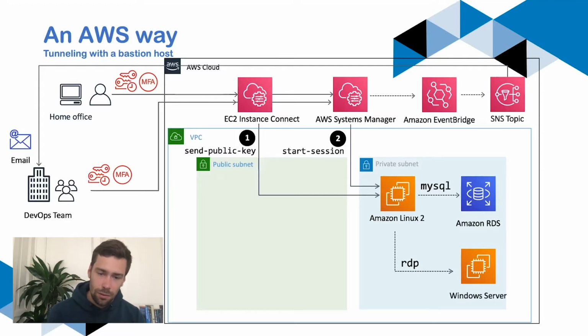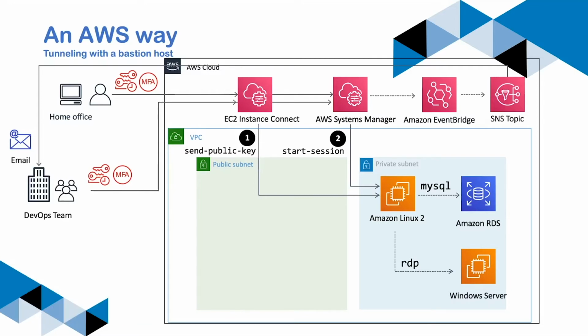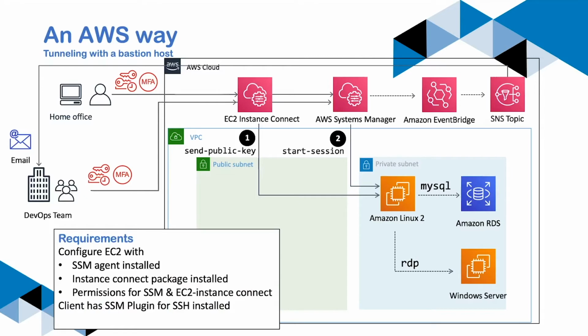In order to make use of Systems Manager and EC2 Instance Connect, we need a couple of things. On the AWS side, you need an EC2 instance with the Systems Manager agent installed and the EC2 Instance Connect package installed, and you need to have permissions to access Session Manager and EC2 Instance Connect. On the client side of things, you will need to install the Systems Manager plugin for SSH.